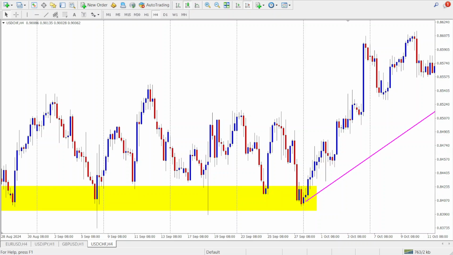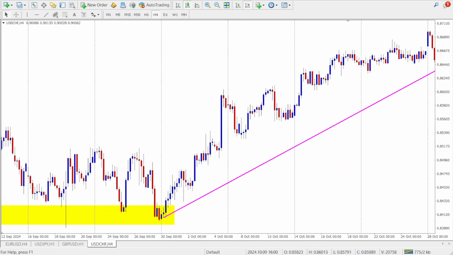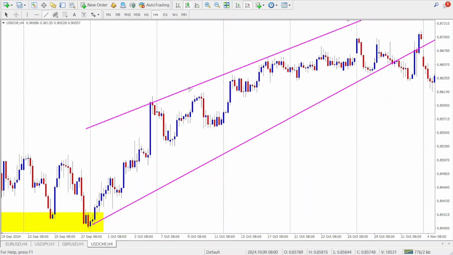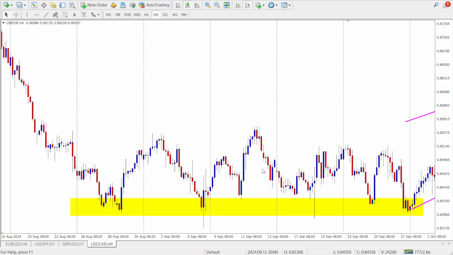Then finally, analyze market structure. Okay, confirm whether price is in an uptrend, a downtrend, or ranging market before making a decision. Combining all of these steps helps you trade with smart money instead of against it.